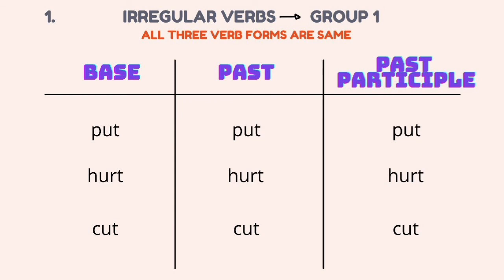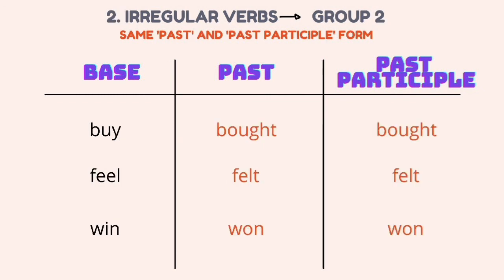Okay, for group 1, all three verb forms are the same. For example, put. When we change put to past and past participle, it will also remain as put. Okay, for the second group, same past and past participle form. Example, for buy, the past form of buy will change to bought. And for the past participle form, it will also remain as bought. That's what we mean by same past and past participle form.